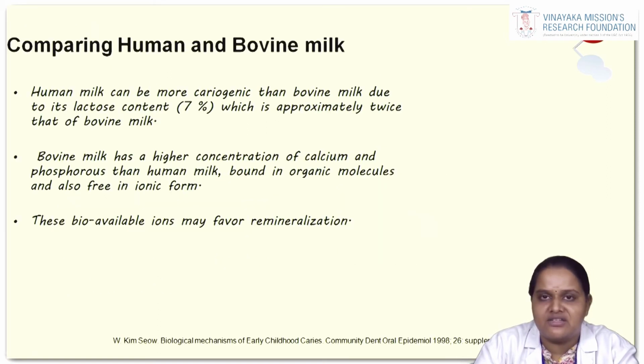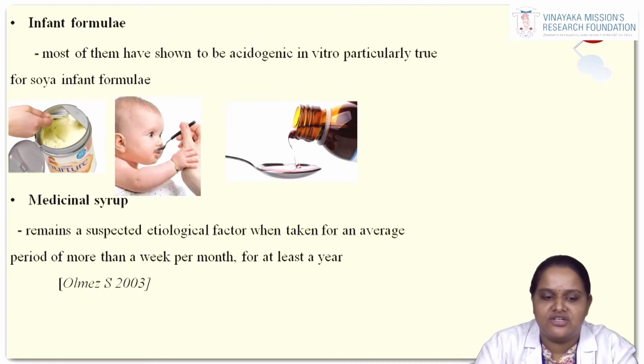So this is a small comparison of human milk with the bovine milk. Human milk is more cariogenic than bovine milk because of the high lactose content of 7%, which is twice that of bovine milk. Bovine milk has a higher concentration of calcium and phosphorus, so the remineralization is relatively very less when you compare it with the human milk. This is also bound in organic molecules and free in ionic form, that again enhances the remineralization process. These bioavailable ions usually favor the remineralization process.